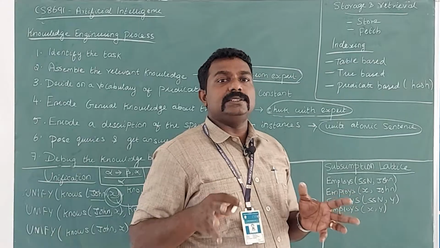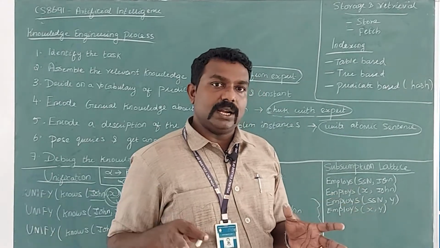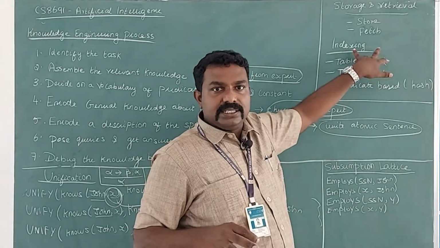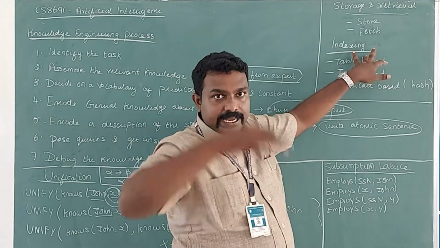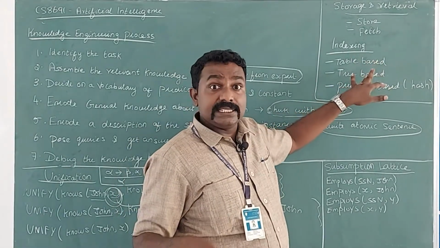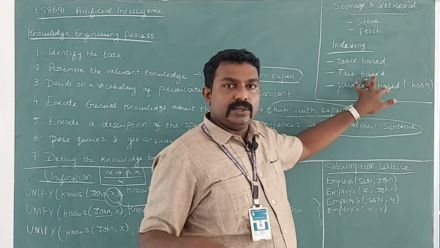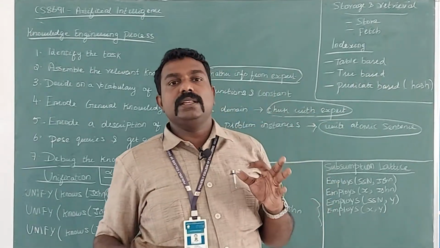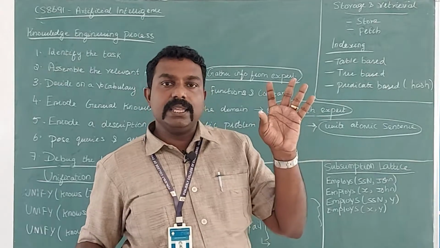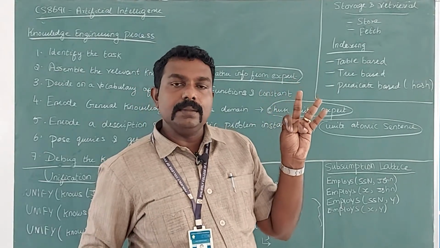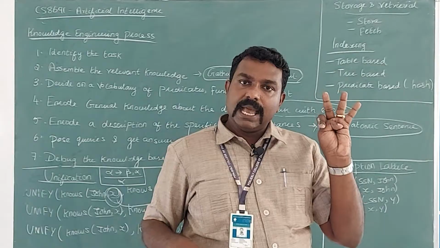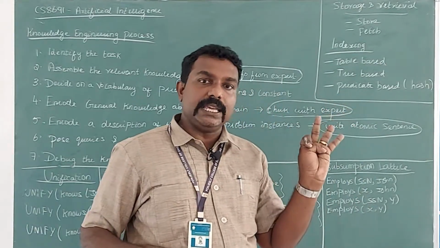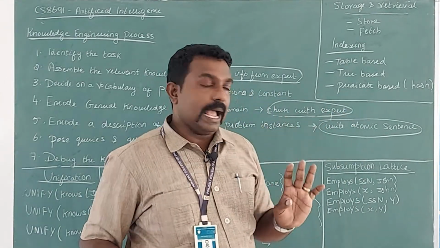So there are three kinds of indexing that can be used in knowledge representation. Table based indexing can be used, or tree like indexing can be used, or using a hashing table you can also do indexing. So three types of indexing can be used while storing the information in the knowledge base. What are they? Table based indexing, tree based indexing, as well as using hash, that you call predicate based indexing, that uses a hashing table.